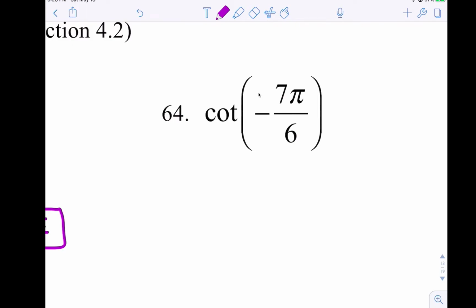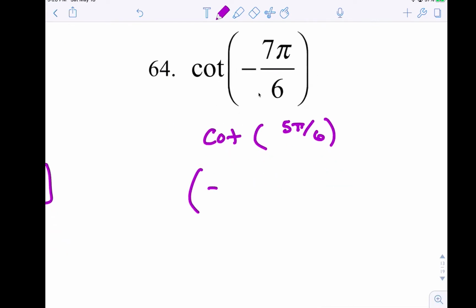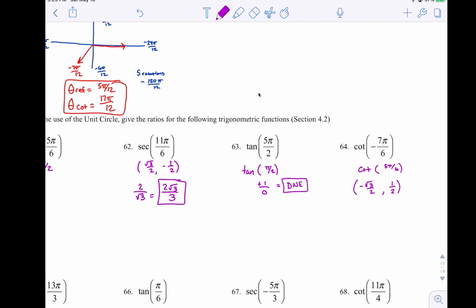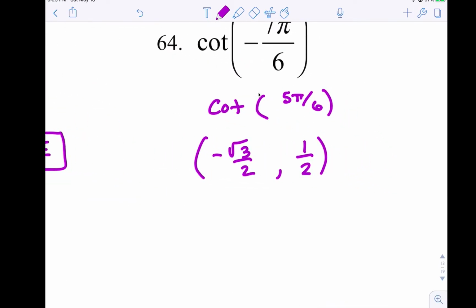Cotangent, -7 pi over 6. So -7 pi over 6 is the same thing as 5 pi over 6. So the coordinate there is -√3 over 2 and 1/2. So cotangent is x over y. So -√3 over 2 divided by 1/2, which simplifies to be -√3.